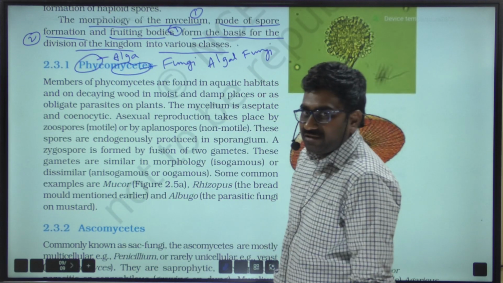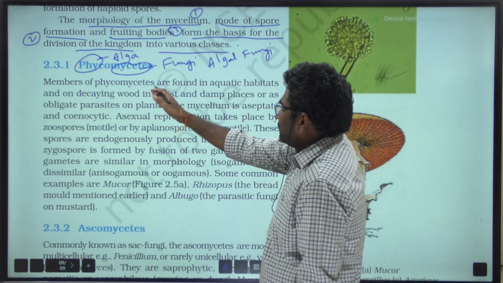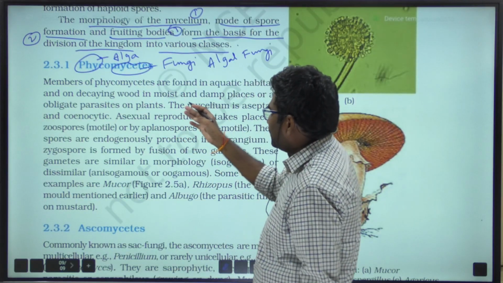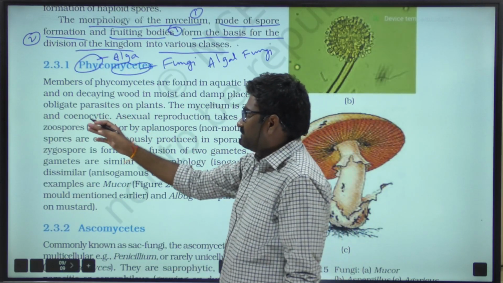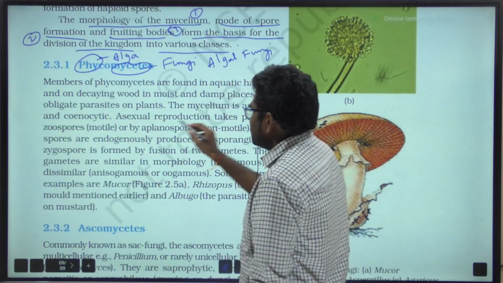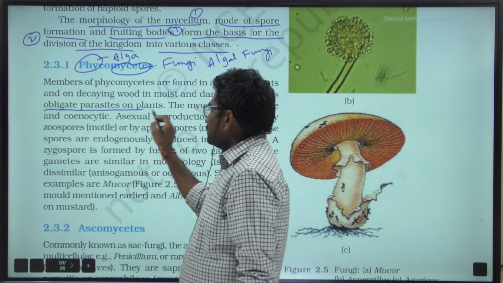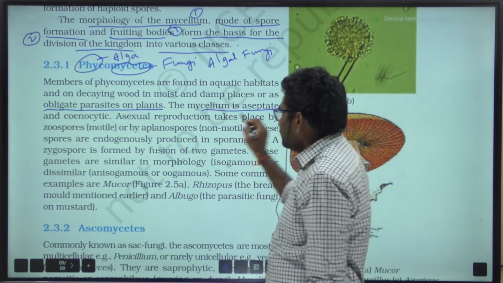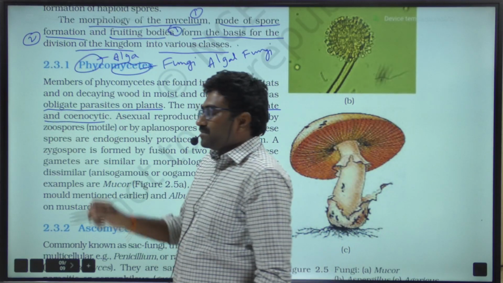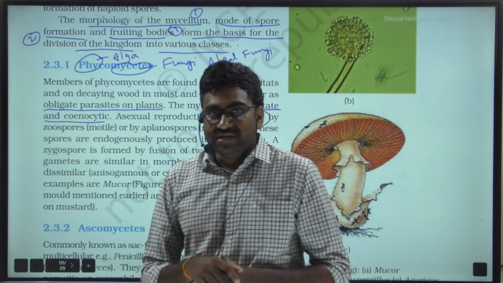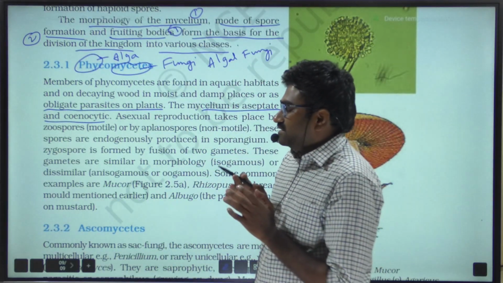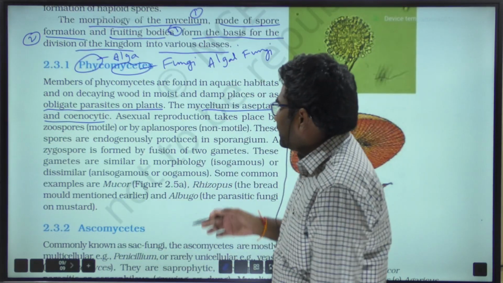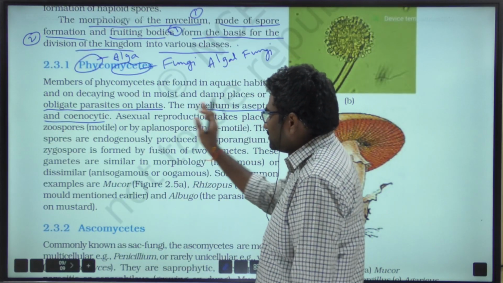Members of Phycomycetes are found in aquatic habitats and on decaying wood in moist and damp places, or as obligate parasites on plants. The mycelium is aseptate and cenocytic. What is mycelium? The network of hyphae is called mycelium. So the mycelium is aseptate and cenocytic.